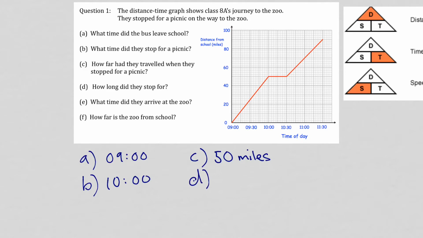D, we're asked how long did they stop for. So again, we know that they've stopped at 10 o'clock. The horizontal line goes across two of the large squares before it starts to rise again, before it has a diagonal gradient. And if we go down from where the line stops being horizontal and starts to be diagonal again, we see that that's at time 10:30. So if it stopped at 10 and they restarted their journey at 10:30, that would give us 30 minutes. Or you could also write half an hour there.